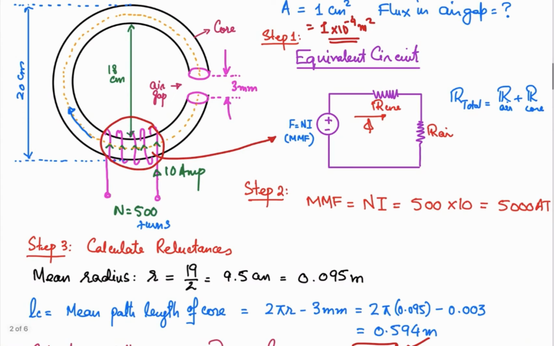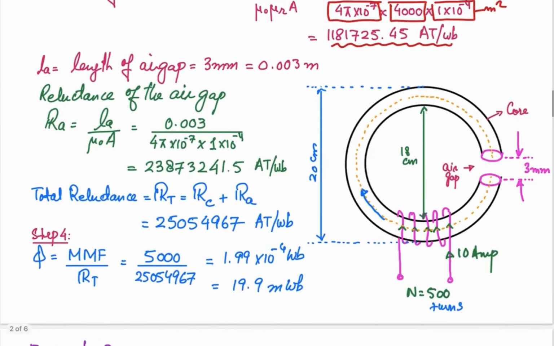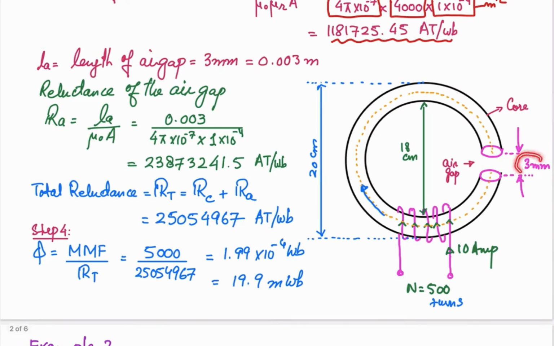After calculating the reluctance of this core structure, the next step is to calculate the reluctance of the air gap. So now let's calculate that one. The length of the air gap is 3 mm, so 0.003 meter. And then using the same expression that we used earlier, length over mu naught into A, only mu naught here, not the relative permeability, because the material over here is the air, right? So 4 pi into 10 raised to the power minus 7, the permeability of the air.